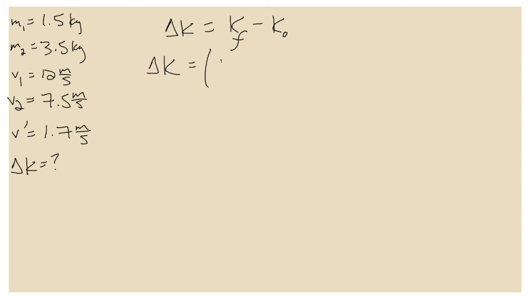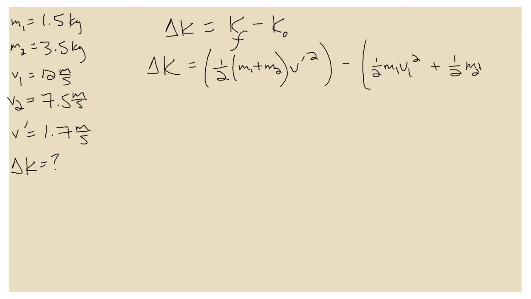And so the final kinetic energy here is going to be 1/2 (m1 plus m2). Notice the objects are stuck together, so we are going to treat them as one system, times v prime squared. And then we're going to subtract off the initial kinetic energy, which is going to be the sum of the kinetic energies of the two objects. So we have 1/2 m1 v1 squared plus 1/2 m2 v2 squared. It's a bit of a mess, but that's how it ends up working out.